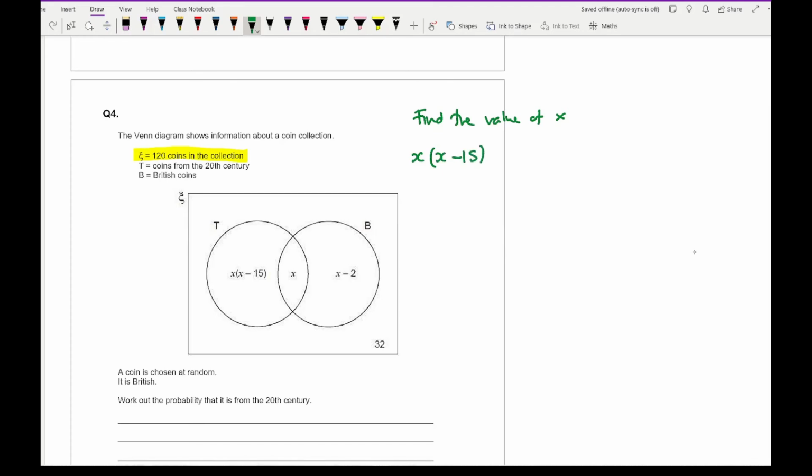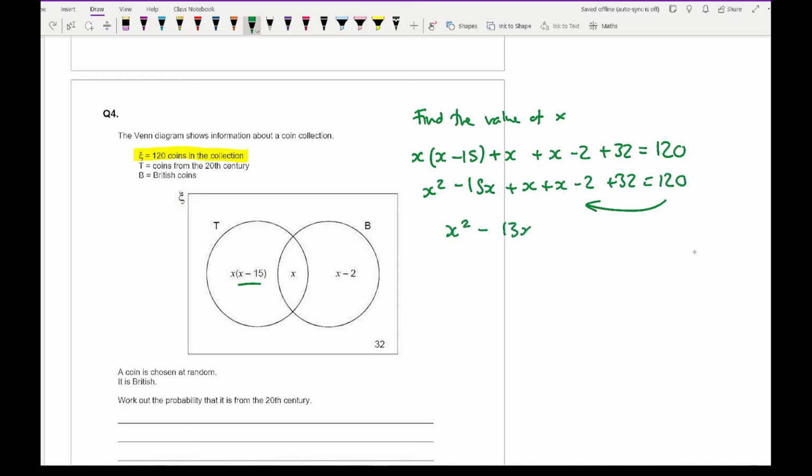So here I've got this first section plus the middle section plus the other semicircle plus 32, and that should all equal 120. So neatening it all up, we get minus 15x plus x minus 2 plus 32 equals 120. And if I neaten all of that up, obviously it's starting to look like a quadratic, so if I take it all over to one side and make it equal to 0, I get x squared minus 13x minus 90 equals 0.